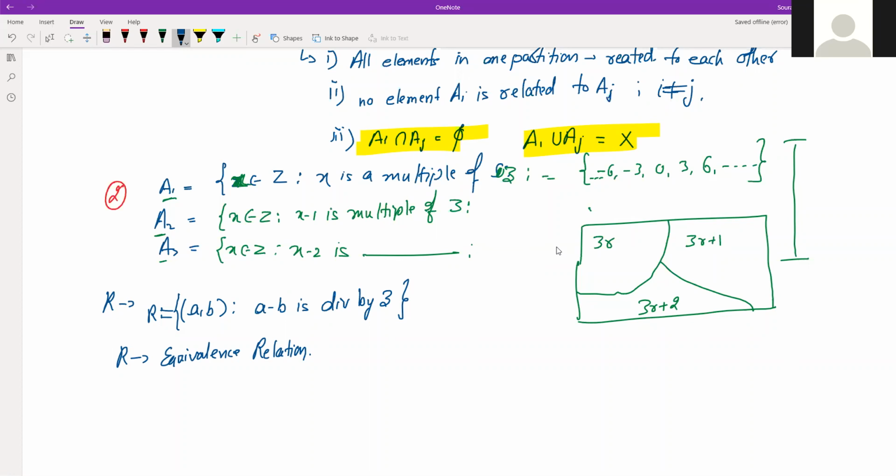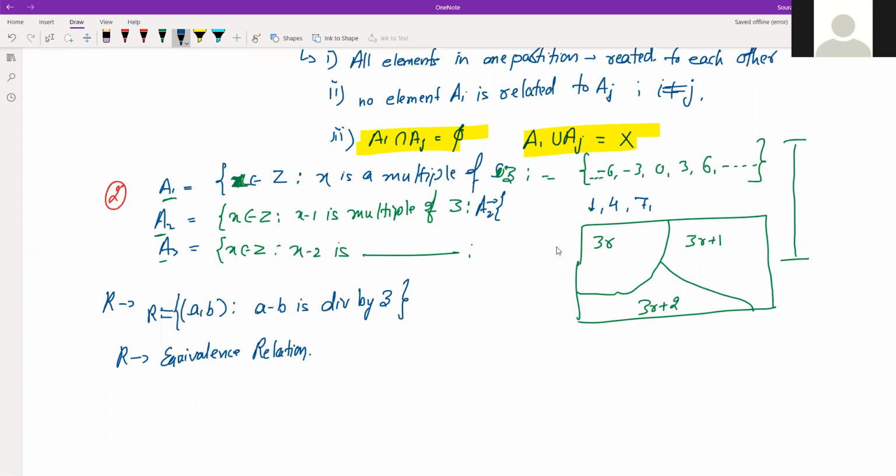Now if we see A1, it coincides with the set of all integers in Z which are related to 0. So A1 elements we have already mentioned there. A2's elements will be what? It will be 1, because 1 minus 1 is a multiple of 3. Then it will be 4, because 4 minus 1 is a multiple of 3. Then it will be 7, and so on.